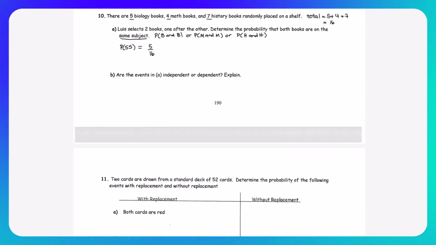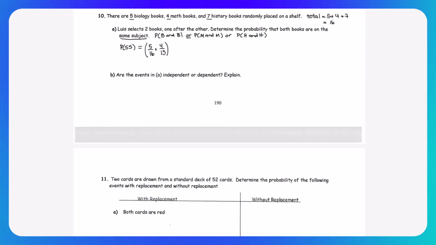And then we're going to multiply that by the probability of getting the next bio book. Well, in this case, the numerator and denominator have changed, because now there's only 4 bio books since we've already taken one off. So there's 4. But the total books have also changed because we've only taken one off. Just to note, sometimes the second one does change as well, not all the time, depending on the situation. So now we have that first probability.